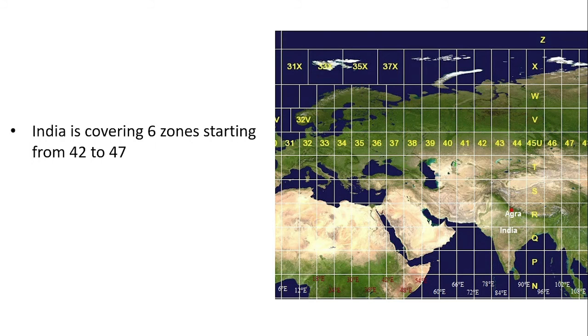India covers a total of 6 UTM zones, from zone 42 to zone 47. In this picture, we can see that Kerala falls in zone 43 northern hemisphere. That's about the coordinate reference system. In the next session, we will move to QGIS to define the projected coordinate system for our georeferenced topo sheet.